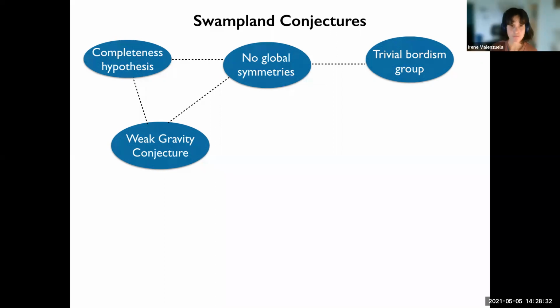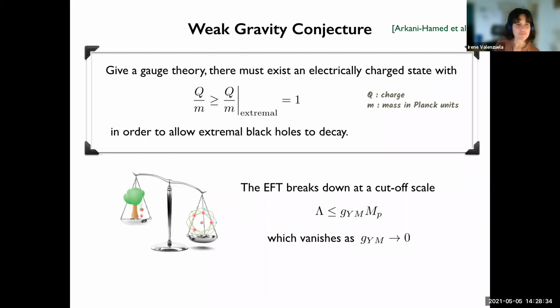Sure, sounds good. Okay, so the weak gravity conjecture. The conjecture says that given a gauge theory, there should be some electrically charged state with a charge to mass ratio bigger than the charge to mass ratio of an extremal black hole in that theory. I put here that this equals 1. It's actually some order 1 factor that depends on the dimension of the space-time and the theory itself, okay?